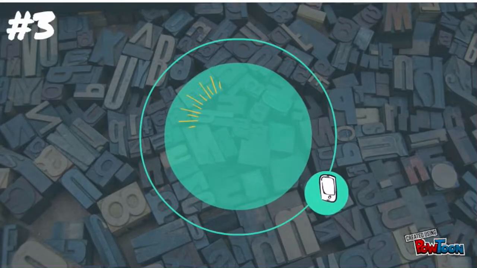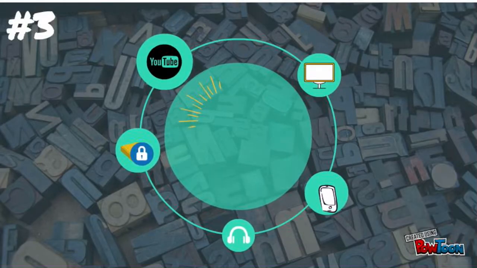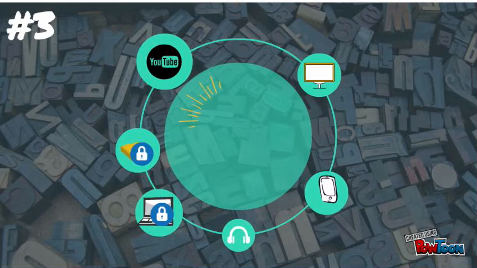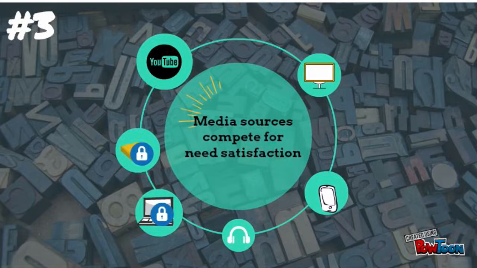The third element explains that media competes with other sources for need satisfaction. There are multiple ways for you to satisfy your needs. Modern media competes with more traditional media. For example, if you feel like having a good cry, you could watch a video of puppies on YouTube, or you could pick up a romance novel and have at it. Both could fulfill the same need.